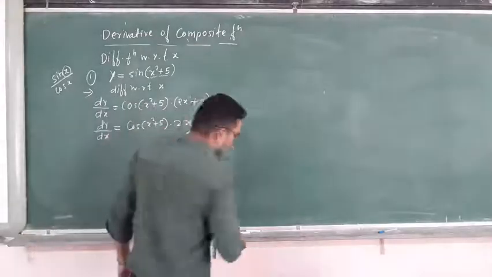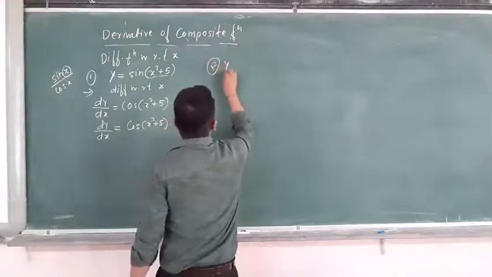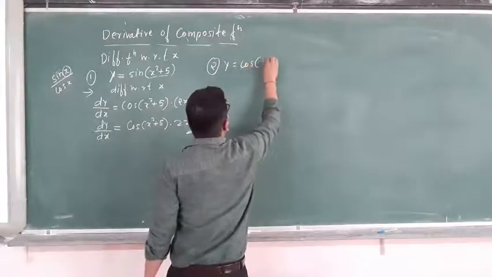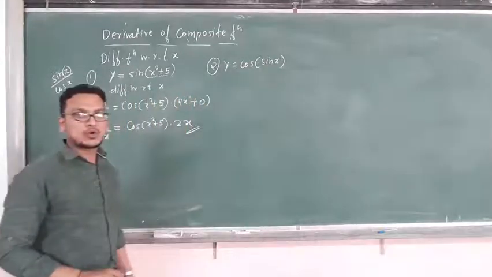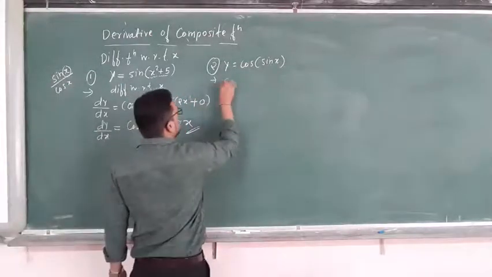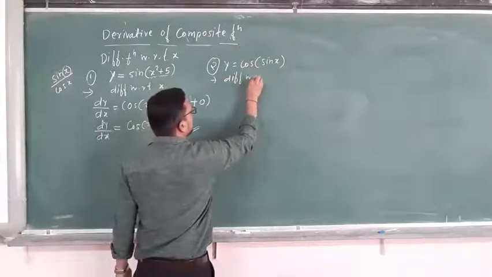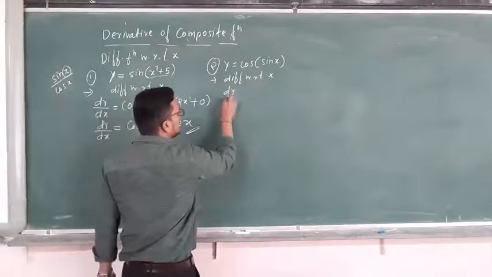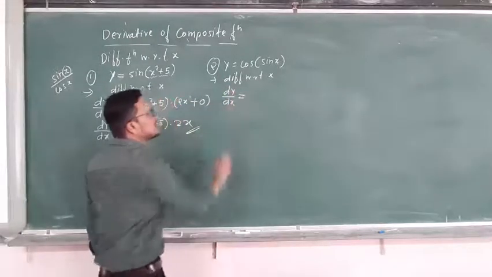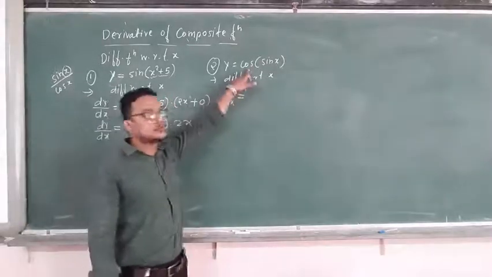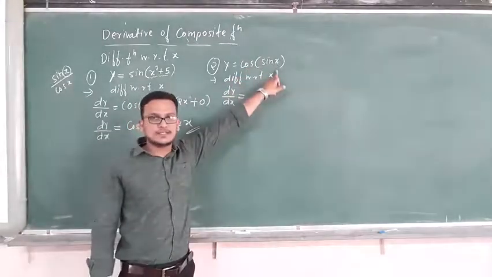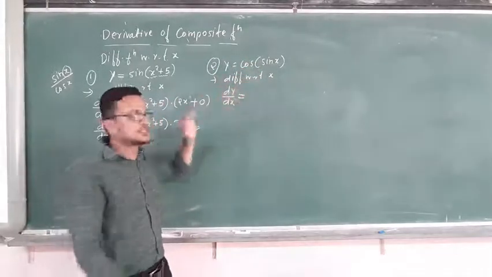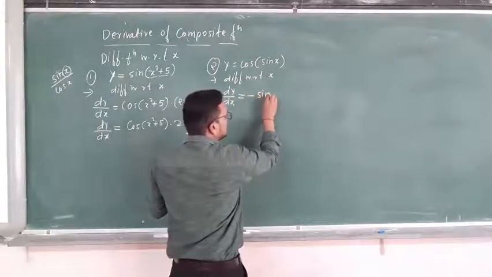Next example. y is equal to cos of sin x. Again, differentiate with respect to x. Now the derivative of y is dy by dx, which is equal to, while reading, cos of sin x. The first function that comes is cos. What is the derivative of cos x? Minus sin x.